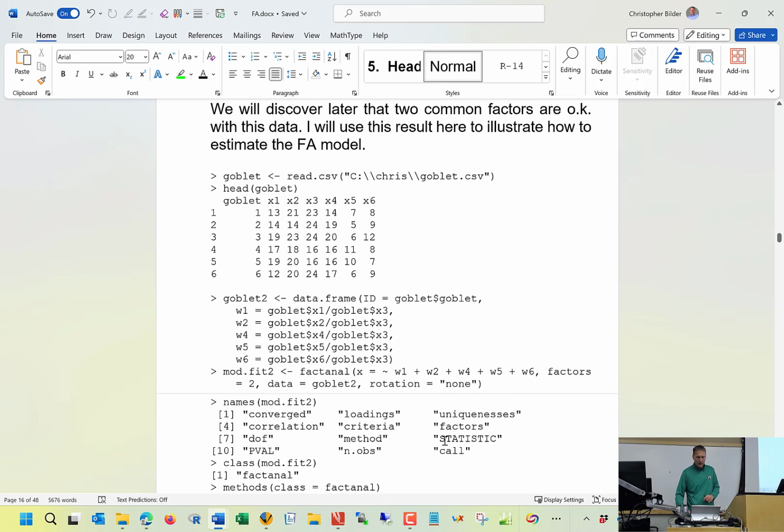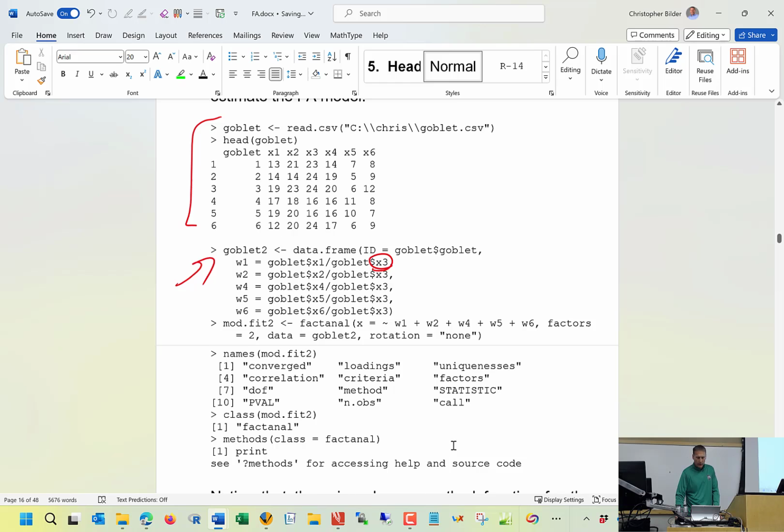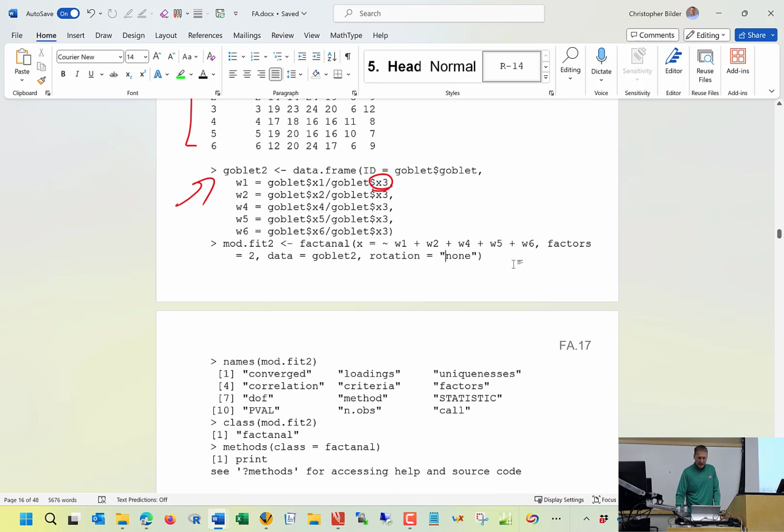Okay, so let's go to the goblet data. What we will find out later with this goblet data is that two common factors are okay. So I'm going to use two common factors now, and later we'll talk about how I came up with that decision. I read in my goblet data as we've done before, and I make a little adjustment to account for the overall height of the goblets, as we've done before. Now, to actually estimate the factor analysis model, I use the factanal function.